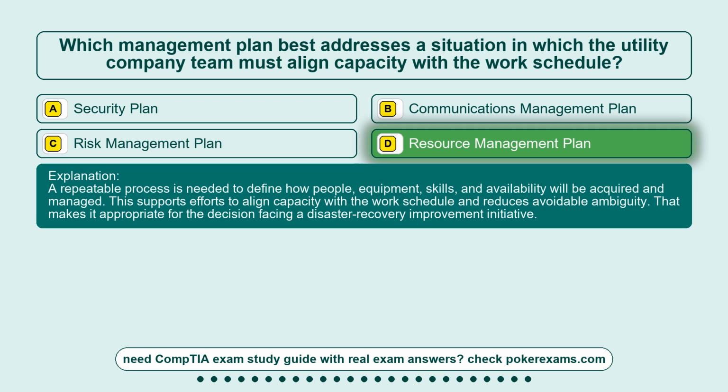A repeatable process is needed to define how people, equipment, skills, and availability will be acquired and managed. This supports efforts to align capacity with the work schedule and reduces avoidable ambiguity. That makes it appropriate for the decision facing a disaster-recovery improvement initiative.